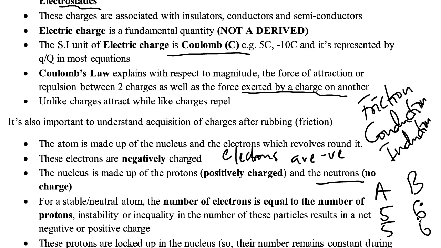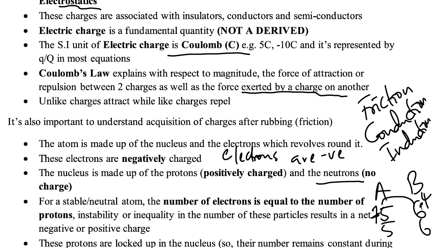So if B gives out 2 of its electrons to A, what happens here? That means A becomes 7, right? So B has given 2 to A, then 5 plus 2 is what? 7. So since B has given 2 away, B has now become what? 4. Do you get that?